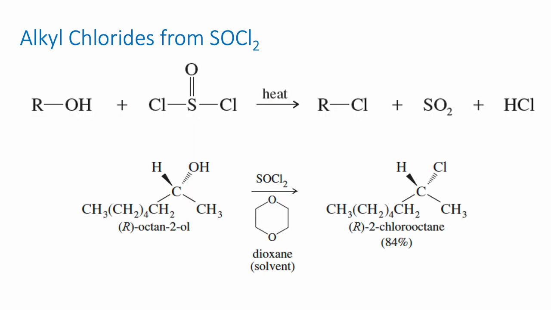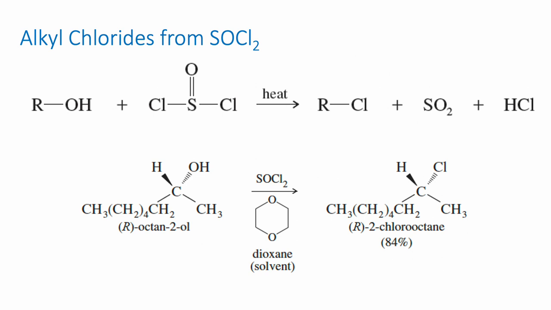So another strategy we can use to turn alcohols into, in this case, particularly alkyl chlorides, so this only works for alkyl chlorides, not iodides or bromides, is another reagent called thionyl chloride, SOCl2.